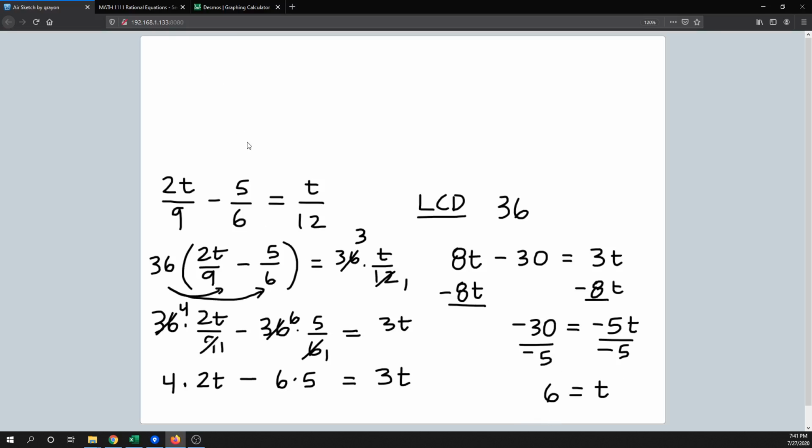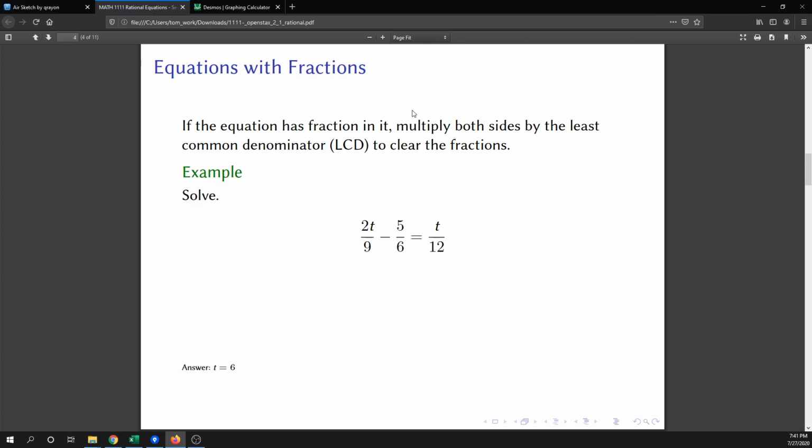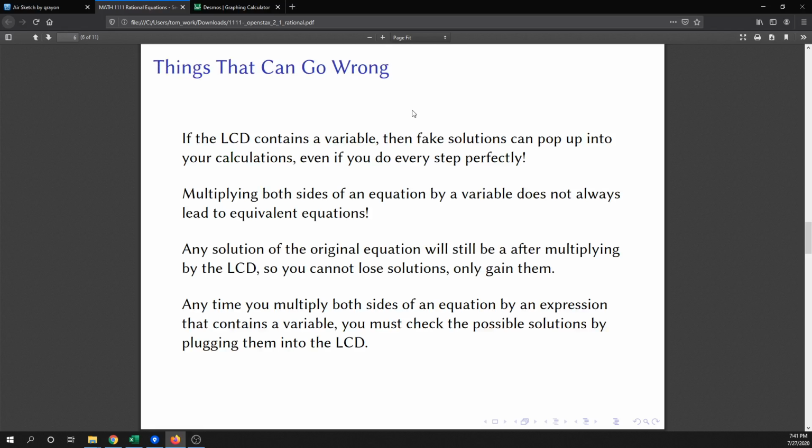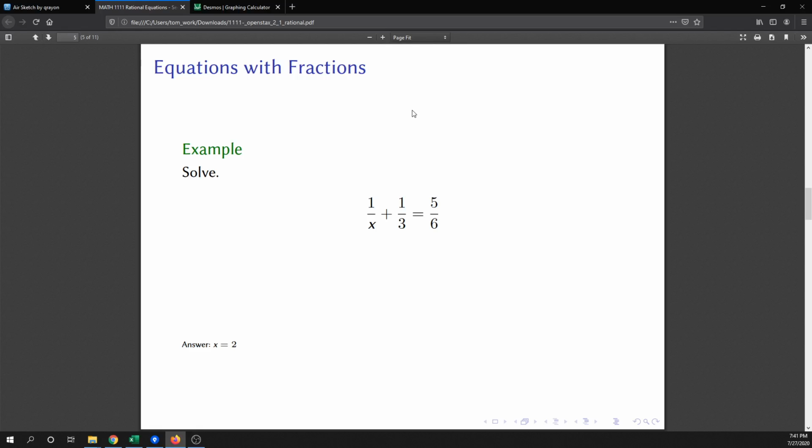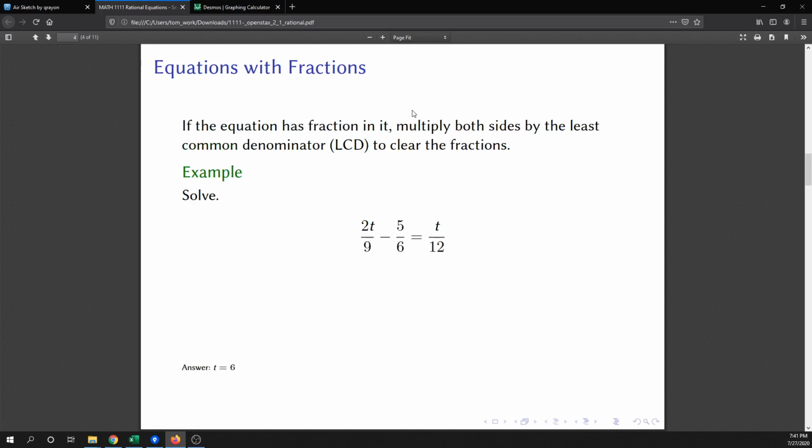All right, so that's an example of a rational equation. All right, and so I think that's it for this video. We are going to split out some of the examples in the next into some subsequent videos. Okay.